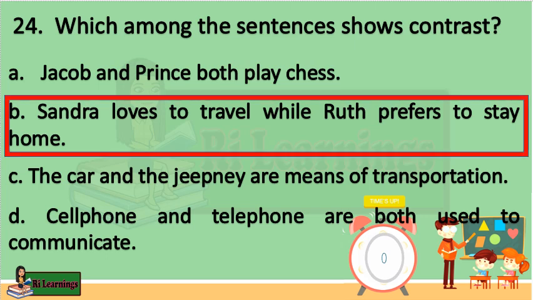The correct answer is B. Sandra loves to travel while Ruth prefers to stay home. Explanation: contrast focuses on identifying differences between two or more things. Sentence B highlights a difference in preferences between Sandra and Ruth, making it an example of contrast.